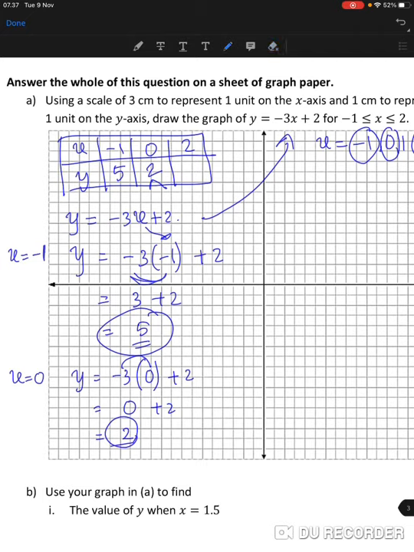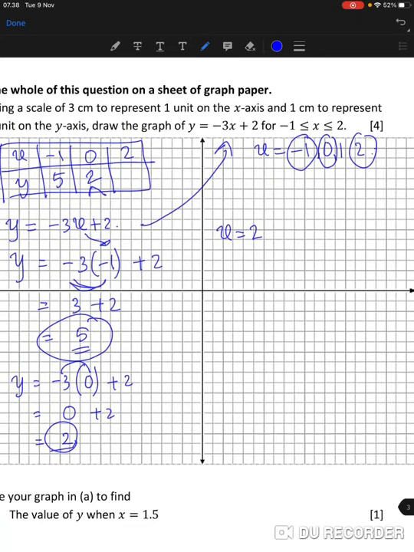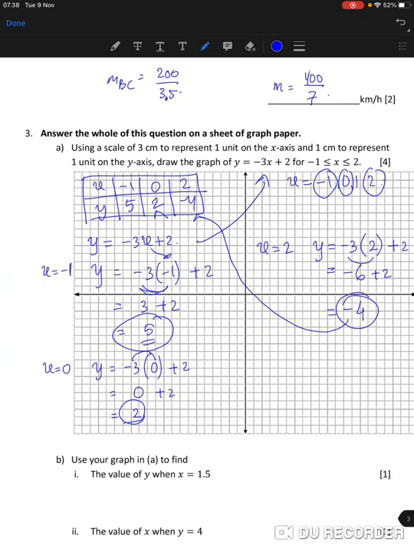Alright. Now move on to the last number, x equals 2. Y equals negative 3 multiplied by 2 plus 2. And then you will have negative multiply positive, you will have negative 6 plus 2. So you will have negative 4. Input it to your table. Now you will have negative 1, 5, 0, 2, 2, negative 4. Now hold on, I'm going to copy the table first.